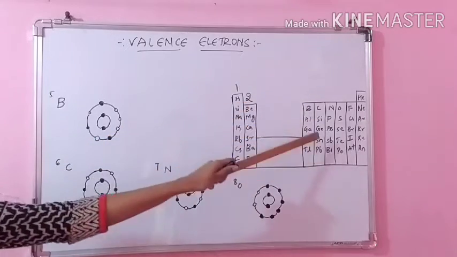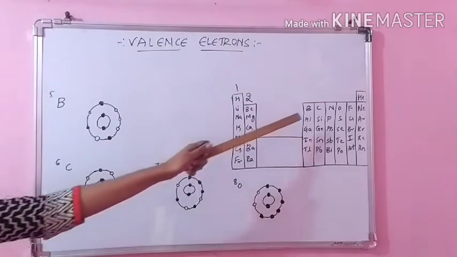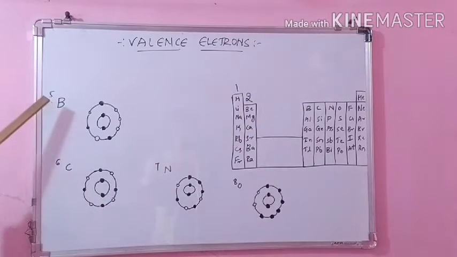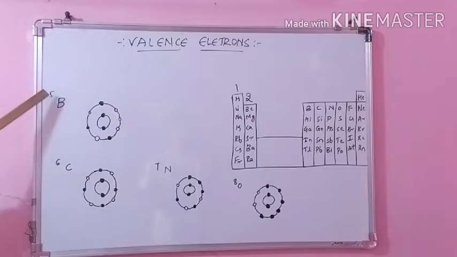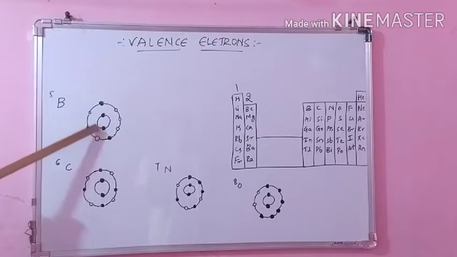Now we will study these. Here the first element I take is boron. Okay, I am taking boron. You know that its atomic number is 5. Then it has 5 protons and 5 electrons. So the first shell will be filled. Again 3 will enter the next energy level.